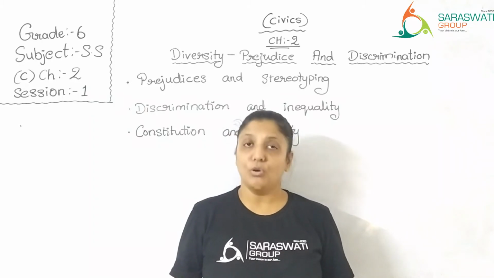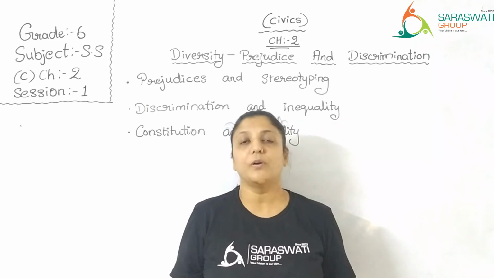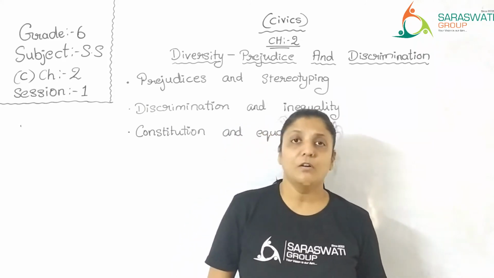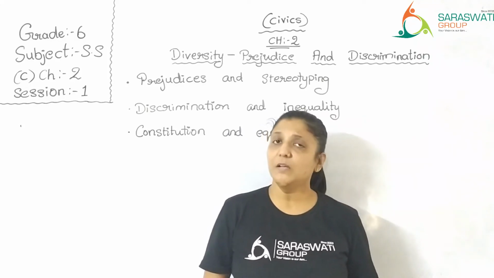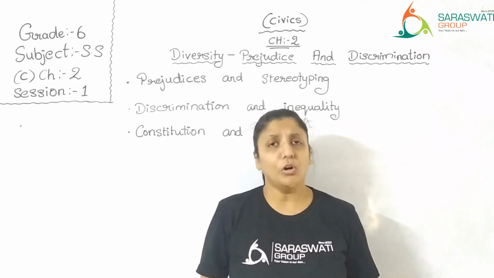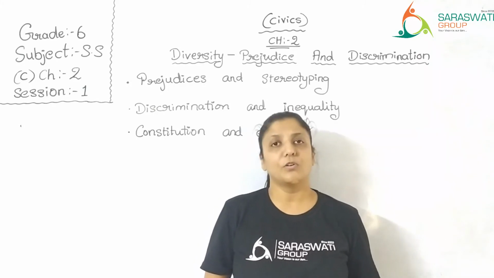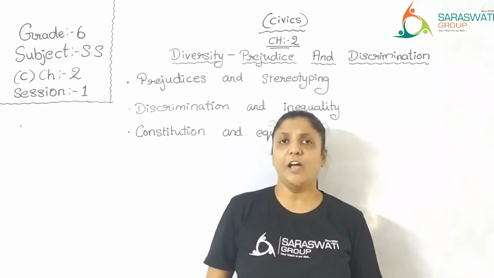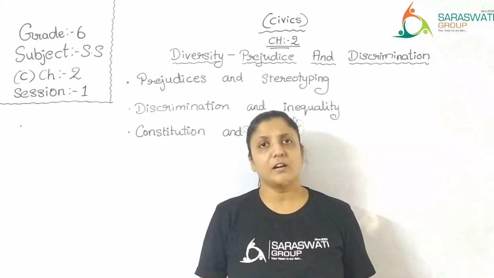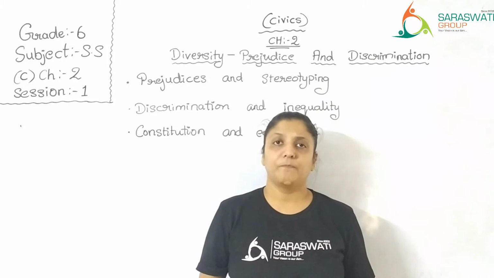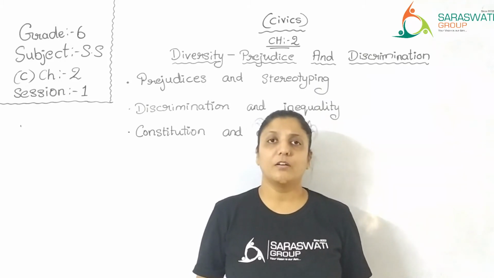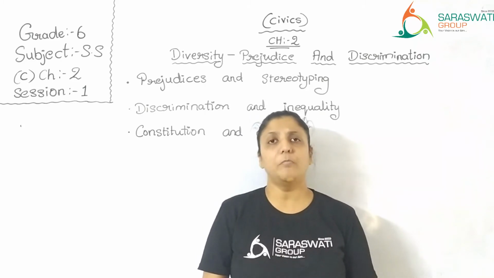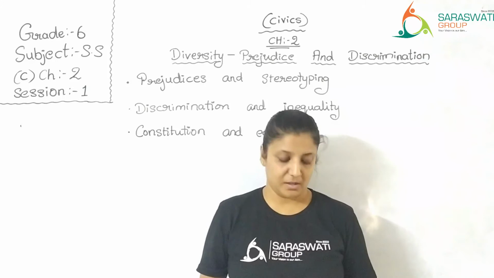Stereotype thinking means thinking which is carried forward from generation to generation without knowing whether it is right or wrong. Sometimes stereotype thinking is totally wrong. For example, girls should have long hair. Why should they have long hair? Let them also cut their hair. That is stereotype thinking. Boys should not cry. Why should they not cry? They are also human beings. They also have feelings. Let the boys cry. That is stereotype thinking.